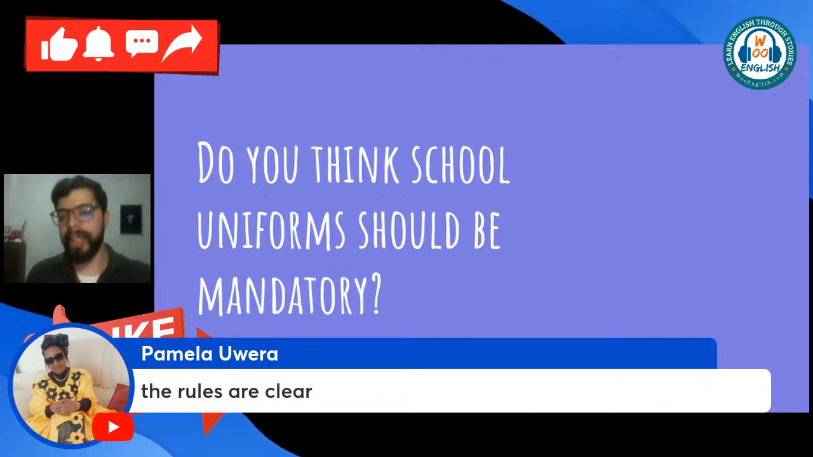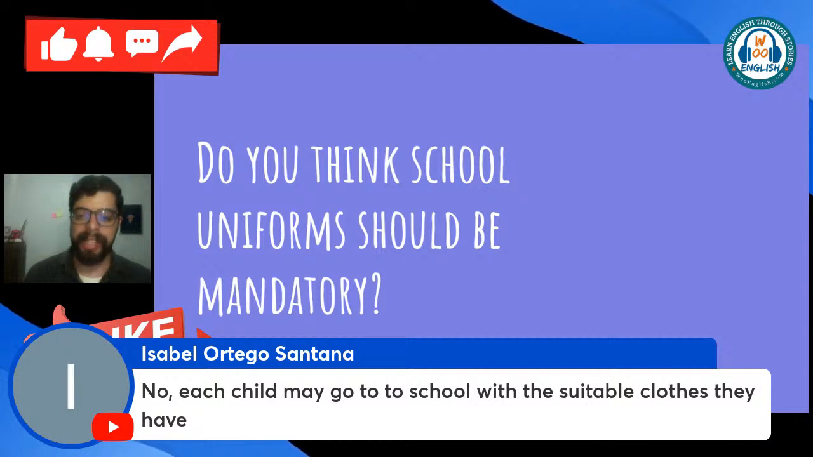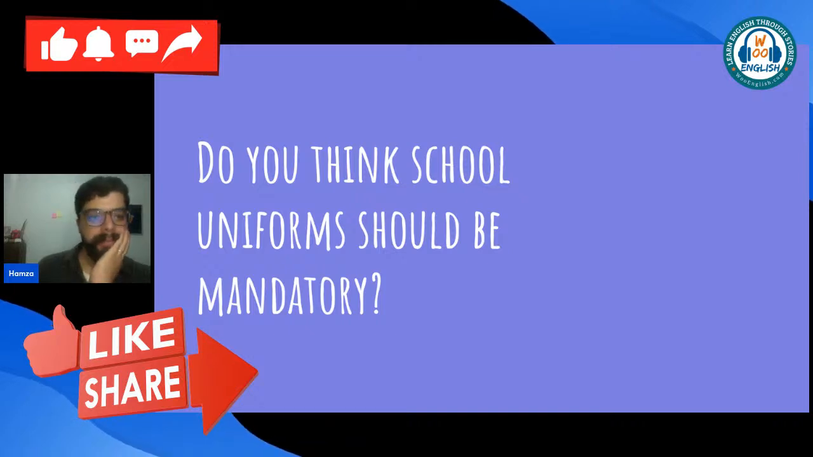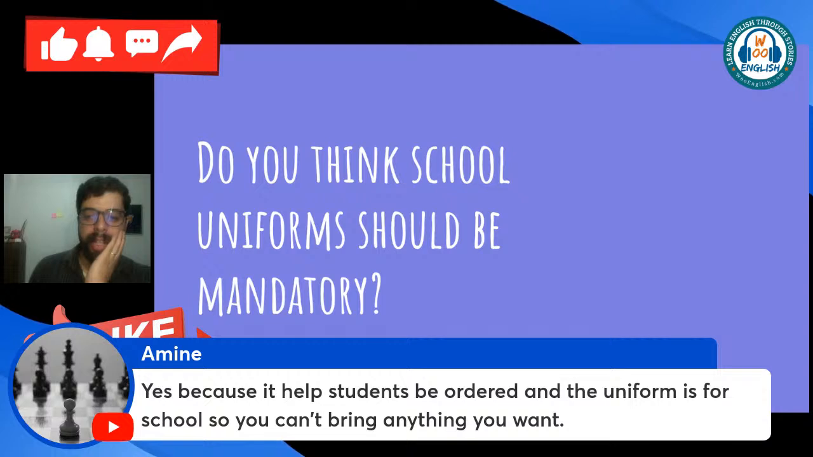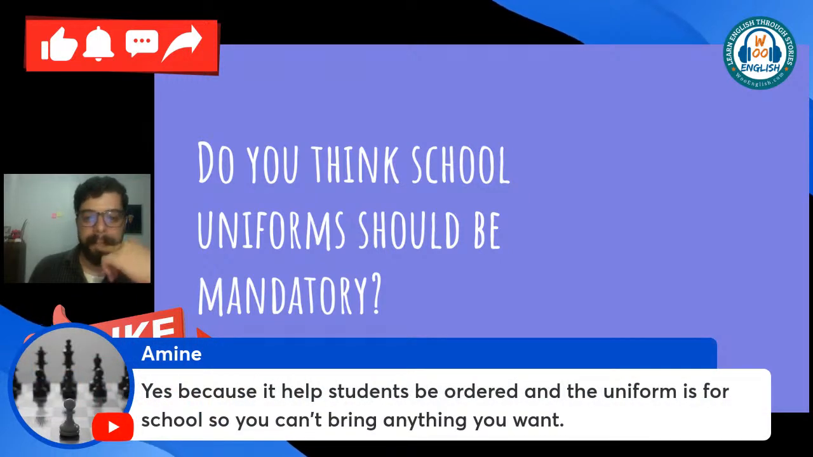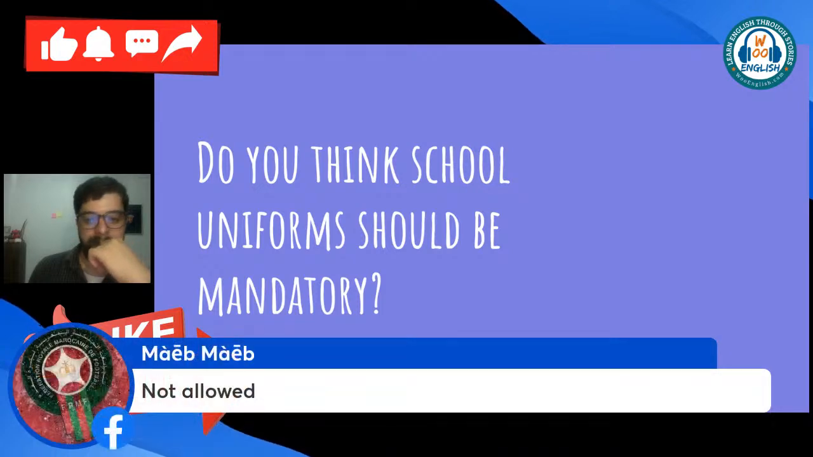You're talking about the previous rule. Thank you, Pamela. So Isabel says each child may go to school with the suitable clothes they have. All right, that's one answer. For this activity, there is no wrong or correct answer because every person sees things differently. What can be correct or true for me is not true for you. Amin says yes, because it helps students be ordered and the uniform is for school, so you can't bring anything you want. So you see, we have just started and we already have two different opinions. So you think that anyone should wear whatever they want. All right.